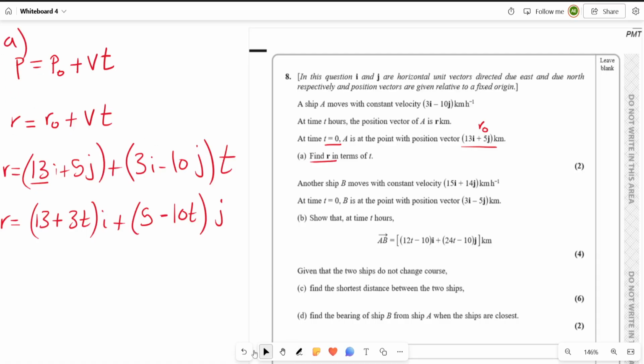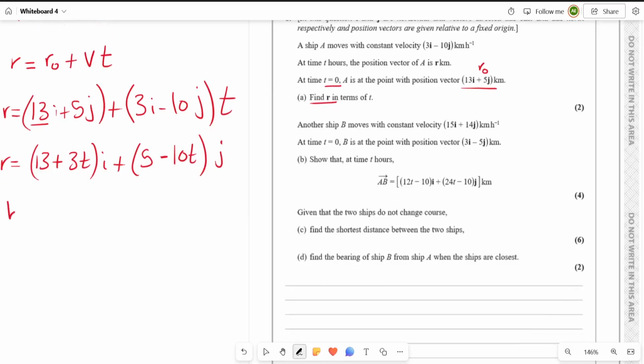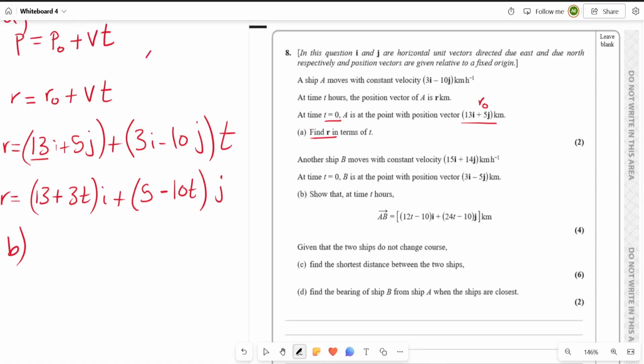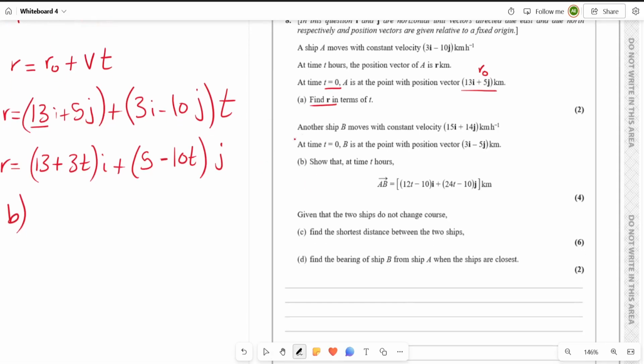Now let's try and solve part B over here. Okay. So part B tells me there is another ship moving with another constant velocity. By the way, you can only use this formula when the velocity is constant. So it tells me that another ship B moves with a constant velocity, this vector. At time t equals 0, B is at this position. So let's call the position vector small b. So this is going to be b0, and this is going to be the velocity of b.